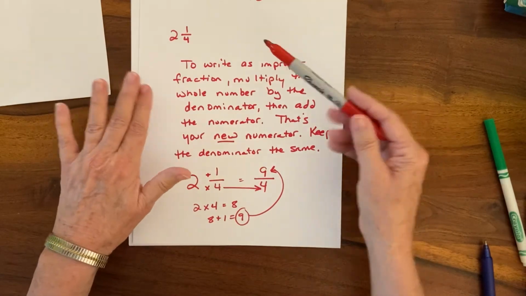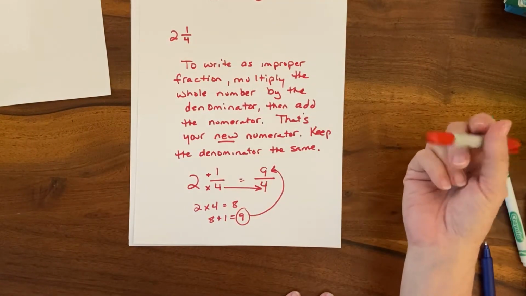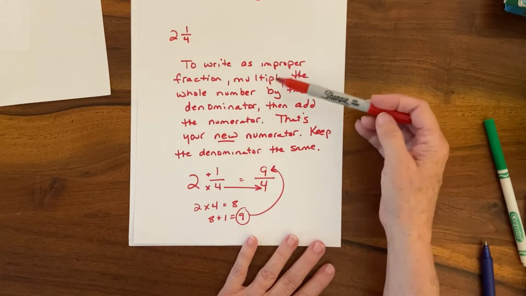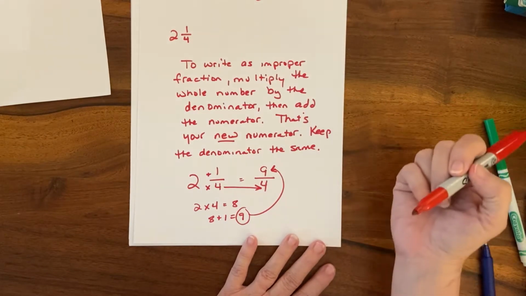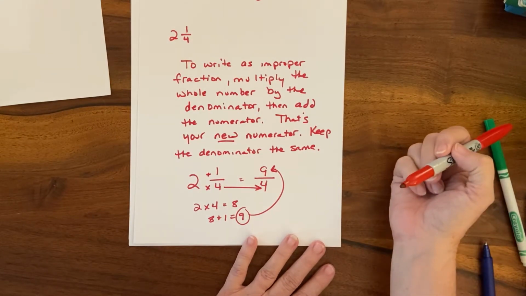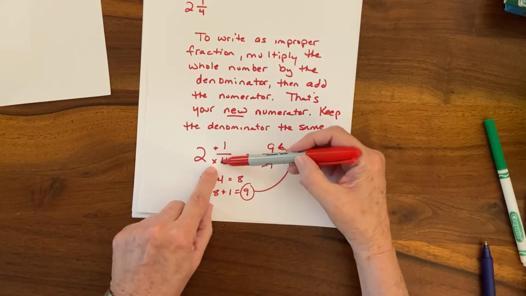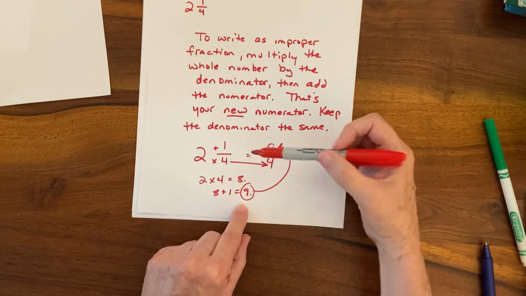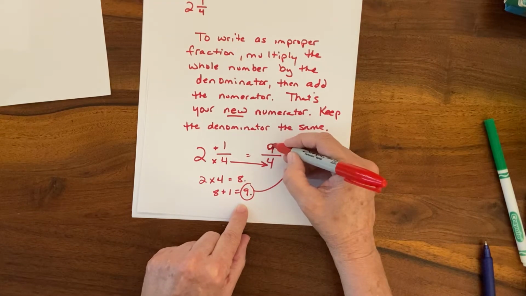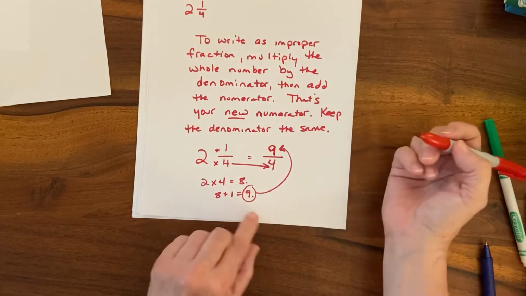I'm going to try to change a mixed number into an improper fraction, and it is so easy. To write as an improper fraction, multiply the whole number by the denominator and then add the numerator. That's your new numerator. Keep the denominator the same. So 2 times 4 is 8. Add 1 is 9. So that becomes your new numerator. Your denominator just stays the same.